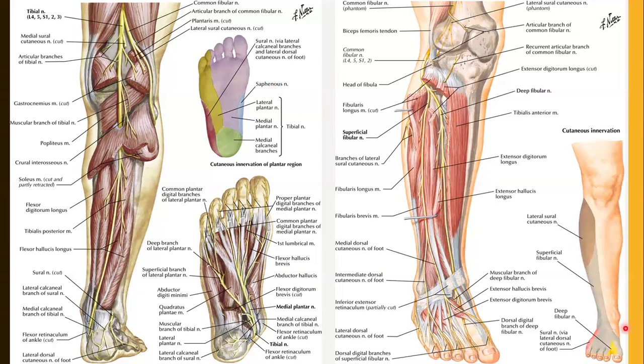Take note that on the dorsum of the foot, the first web space is supplied by the deep peroneal nerve, and that's a nice way of confirming the integrity of the deep peroneal nerve, the sensory component, by just pricking there. The rest of the dorsum of the foot will be by the superficial peroneal nerve. Remember, lateral margin is sural, medial margin is saphenous nerve.